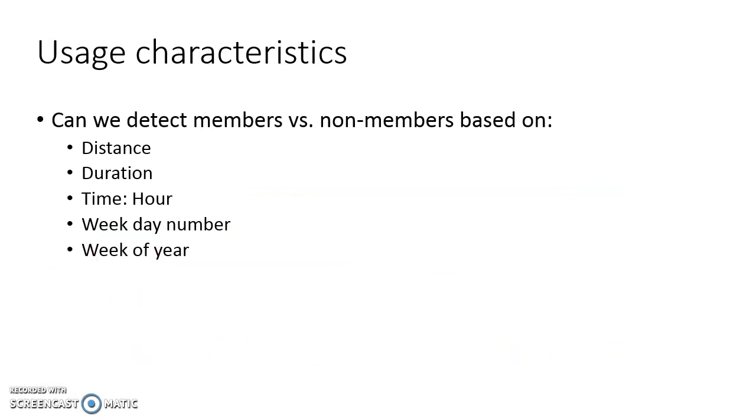Usage characteristics that we can study for members and non-members are, for example, the distance of the trips, how long the trip was, and at what time of the day it was started. Also interesting is to look at the data per day of the week, and so we could possibly find differences depending on the day, and also depending on the week of the year.